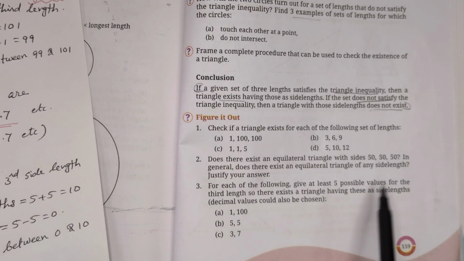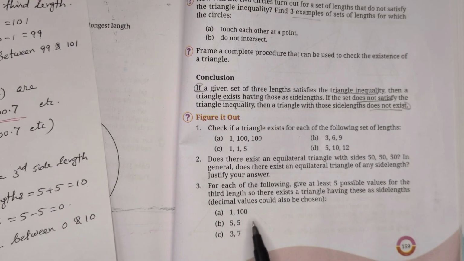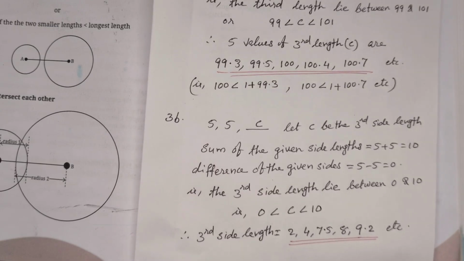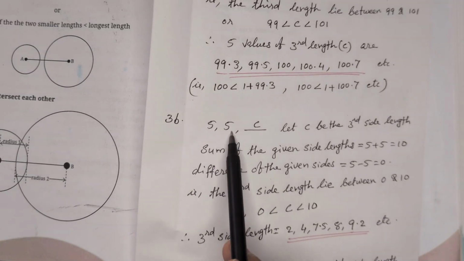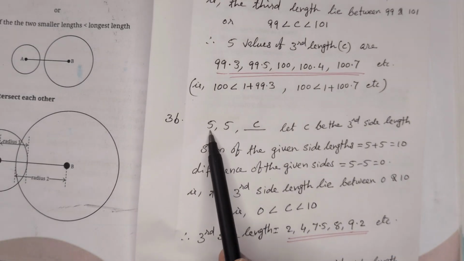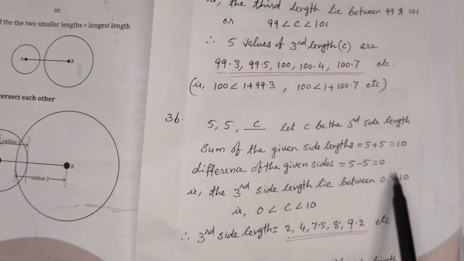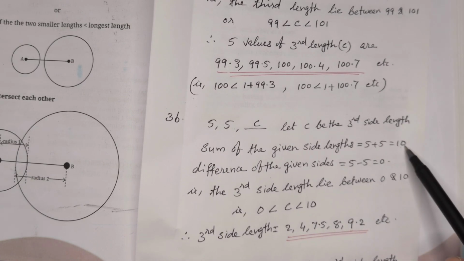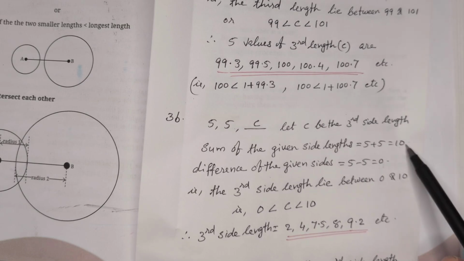Same way, second one, 5, 5. Two sides are given, 5 and 5. So the third side we can take as C. So the sum of these two sides is 10. Difference of these two sides, 5 minus 5, is 0. So the third side can be any number between 0 and 10.